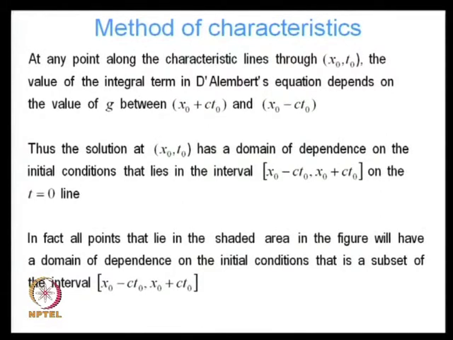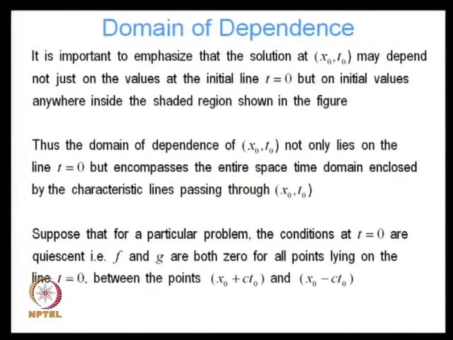All points that lie in the shaded area in the figure that we looked at will have a domain of dependence, and that we have already seen, right. But the domain of dependence of x0, t0 not only lies on the line t is equal to 0, but encompasses the entire space-time domain enclosed by the characteristic lines passing through x0, t0.